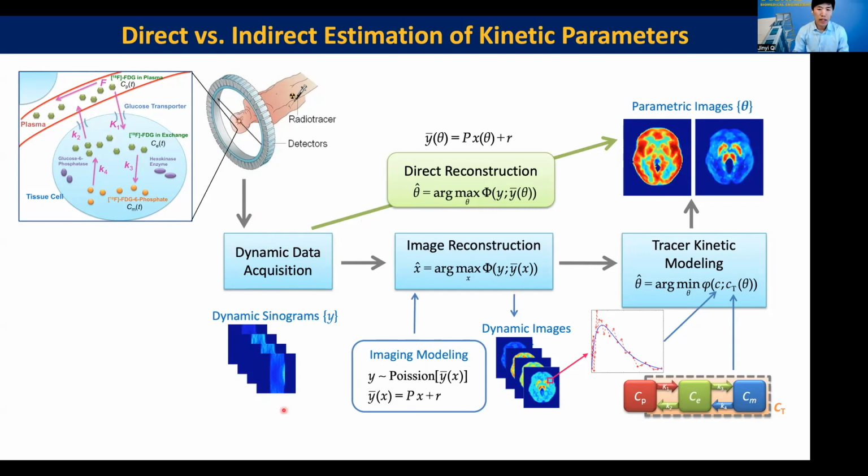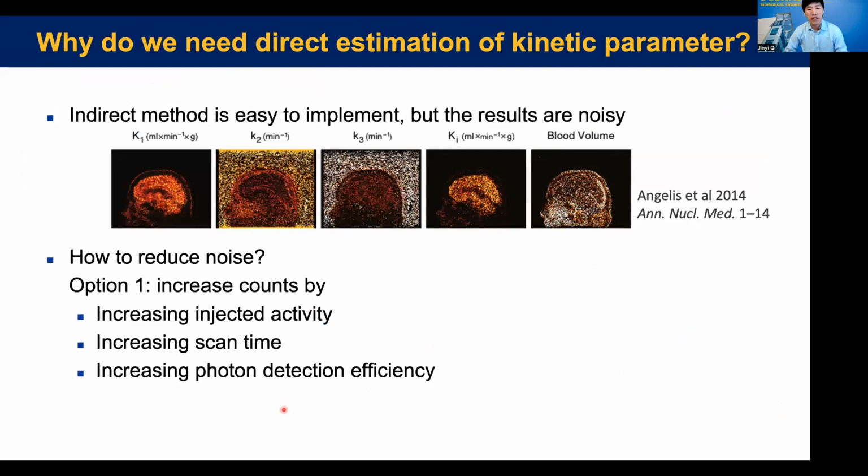The first question you may ask is why we want to do this, since the indirect estimation is so simple to implement. The problem is, as shown on this slide, the indirectly estimated parametric images can be very noisy. This is an example taken from this reference by Angelis in 2014. It shows the estimated parametric images of K1, K2, K3, and Ki and the blood volume. You can see some of those parameter images are really noisy. So then the question is, how can we reduce noise?